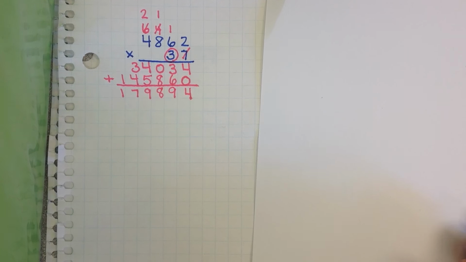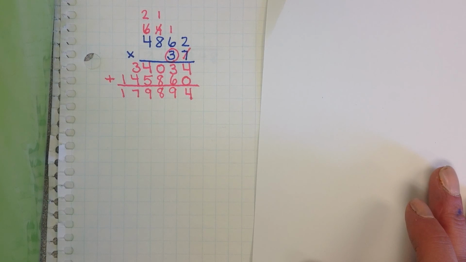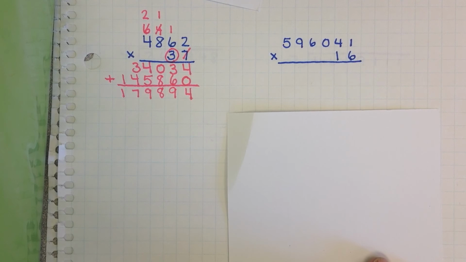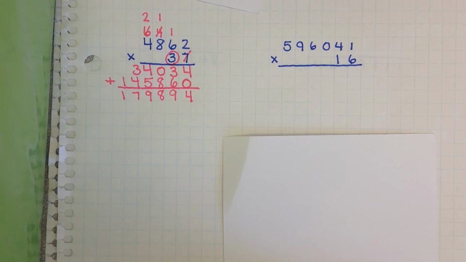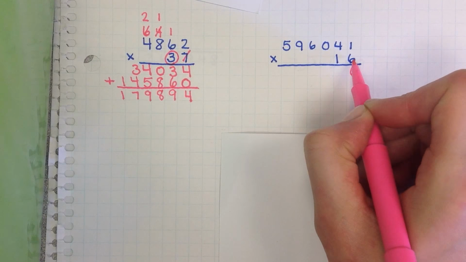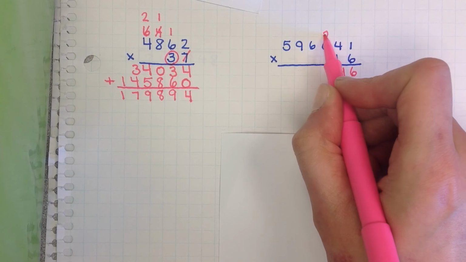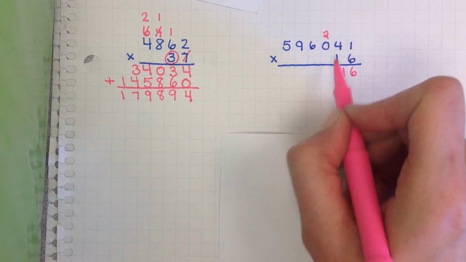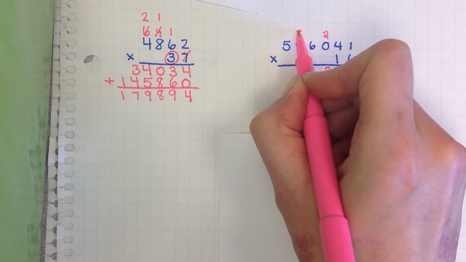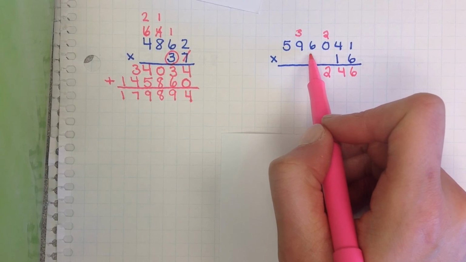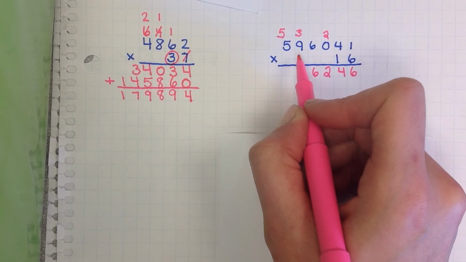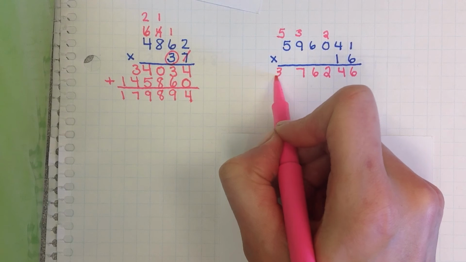When you're finished solving it, press play to see the solution. Okay, so you've had a chance to give this one a try, so it should look something like this. 6 times 1 is 6, 6 times 4 is 24, 6 times 0 is 0, plus 2 more is 2. 6 times 6 is 36, 6 times 9 is 54, plus 3 more is 57, 6 times 5 is 30, plus 5 is 35.